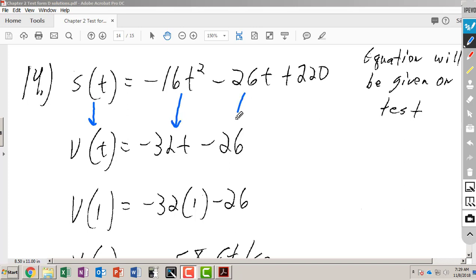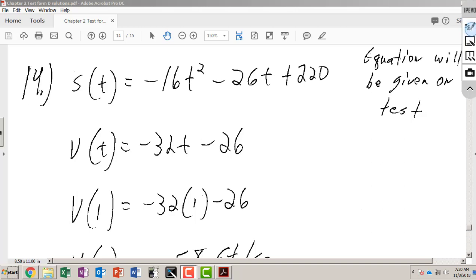I take my derivative of negative 26t, which is negative 26. And of course, my derivative of 220 is going to be 0, so I don't have to worry about that. Now, to finish this problem off, I want us to know what is the velocity at 1 second.